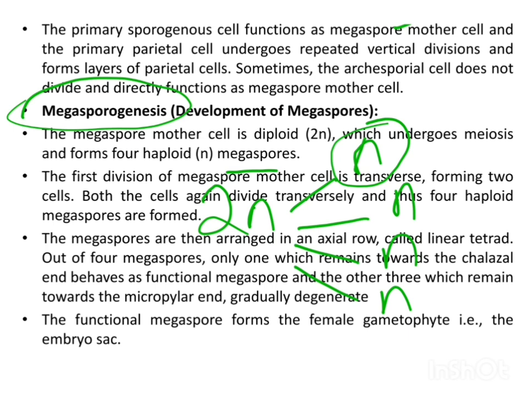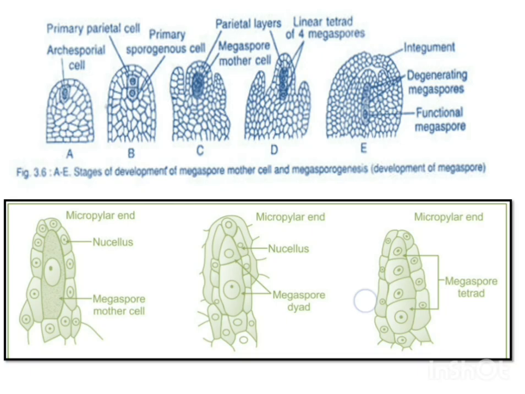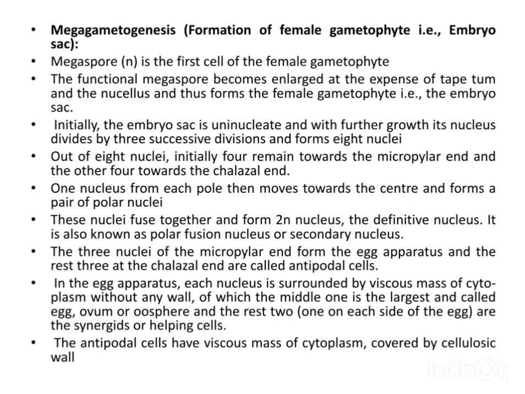The functional megaspore will form the female gametophyte, that is the embryo sac. So from the megaspore mother cell, by the process of megasporogenesis, 4 haploid megaspores are formed. From these 4 haploid megaspores, 3 will degenerate, and one megaspore present towards the chalazal end will remain functional and forms the whole female gametophyte or embryo sac by the process of megagametogenesis.